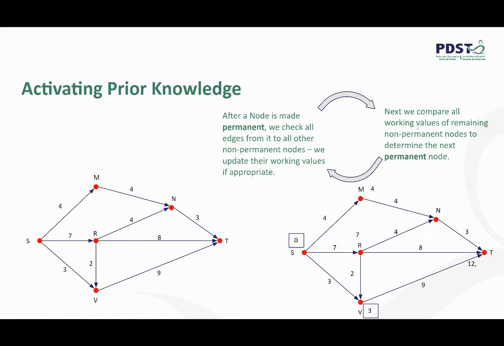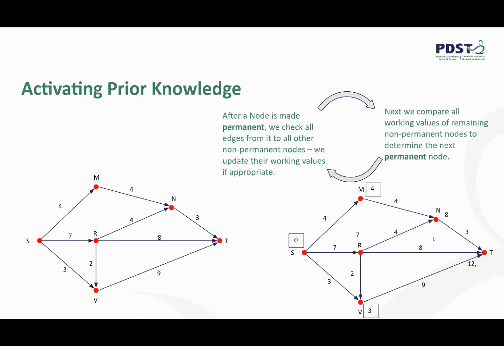Next we compare all working values of remaining non-permanent nodes to determine the next permanent node. What working values of non-permanent nodes do we have available? We have 4, 7, and 12. The smallest of those is 4, so that's our next permanent label. We'll make it permanent and draw a box around it. After a node is made permanent, we check all the edges from it to all other non-permanent nodes. So 4 plus 4 will give us a working value at N of 8.